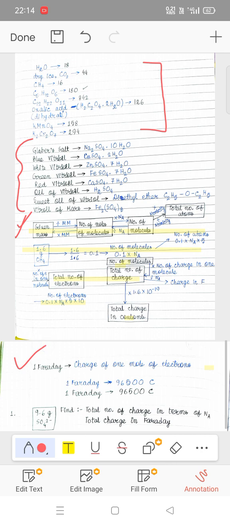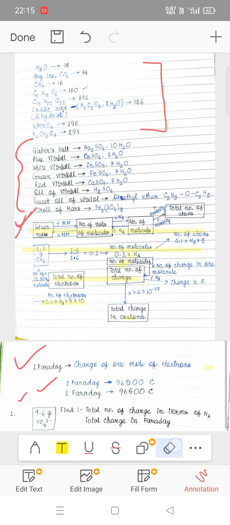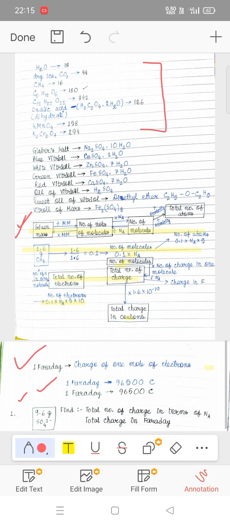1 Faraday is equal to the charge of 1 mole of electrons, and 1 Faraday equals 96500 coulomb, okay. Now this is a question which you can find out with the help of this chart. With the help of this chart you can find the answer.